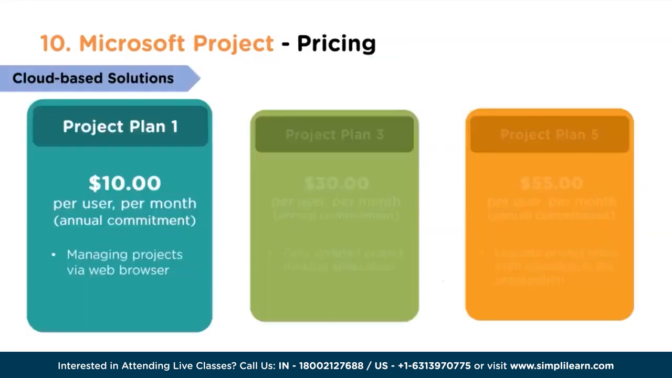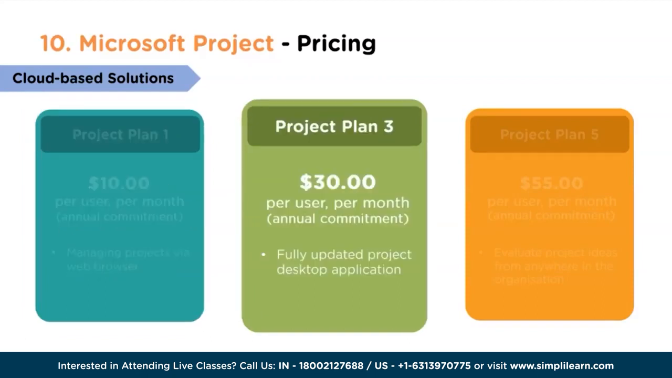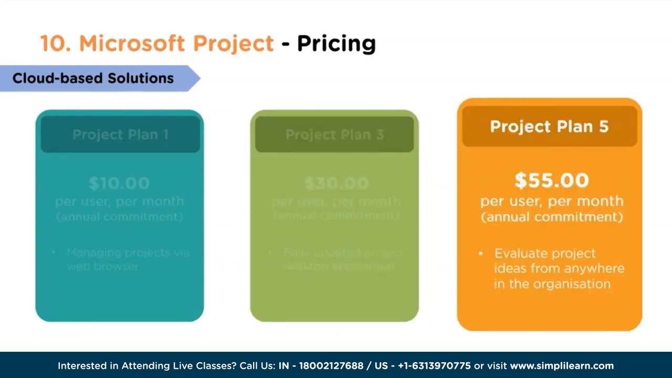This is a cloud-based solution and the pricing is as follows. Project Plan 1 costs around $10 per user per month on an annual commitment. Managing projects via web browser is the feature. Project Plan 3 costs around $30 per user per month with annual commitment, and includes the fully updated project desktop application. Project Plan 5 costs around $55 per user per month with annual commitment. Evaluating project ideas from anywhere in the organization is possible through this.